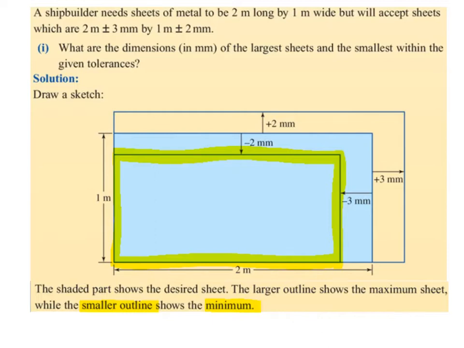And likewise then, the 2 meters, we can take off 3 millimeters. So if this is 2 meters, right up as far as here, and this is 3 meters, then up as far as here is the minimum length. So highlighted in yellow is the minimum sheet. That's the smallest the sheet can be.